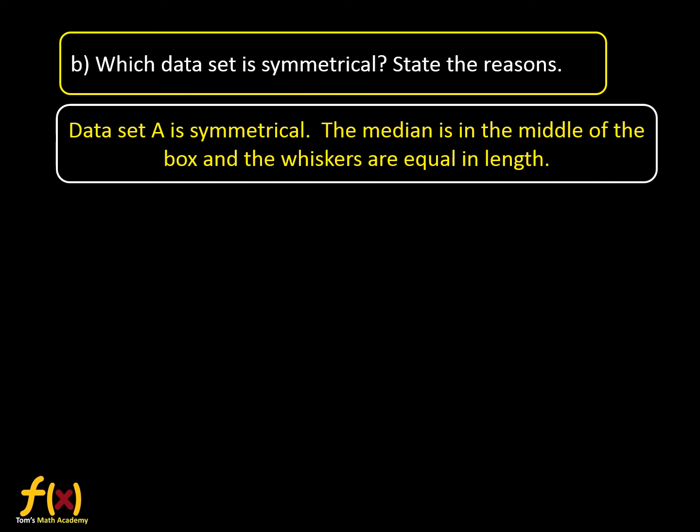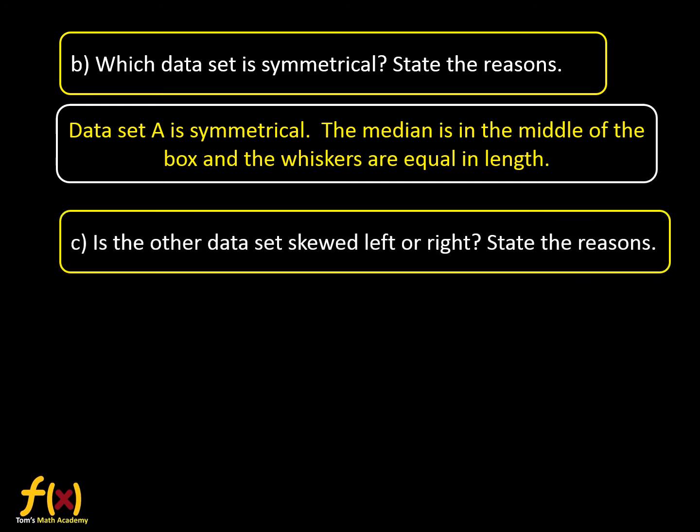Question B. What is question B? Which data set is symmetrical? State the reasons. When we look at the box and whisker diagram, data set A is symmetrical. The median is in the middle of the box and the whiskers are equal in length.